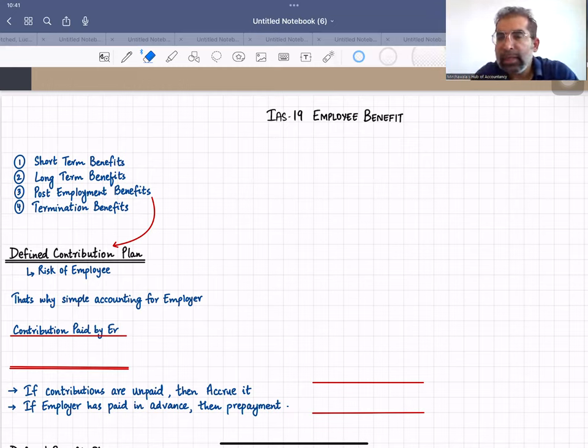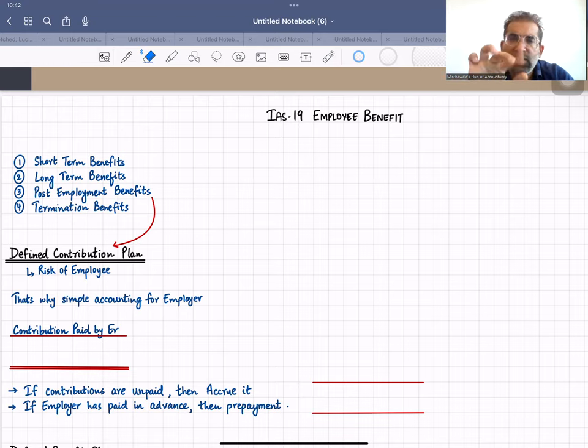First of all, IAS 19 has divided benefits into four categories. The first category is short-term benefits. Short-term benefits are those benefits which are given to employees within 12 months of the consumption of services. For example, if an employee is working now, and for this work I provide benefits within 12 months, then that benefit will be considered a short-term benefit.